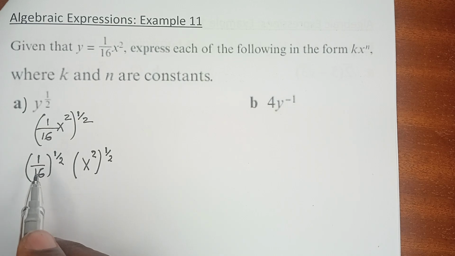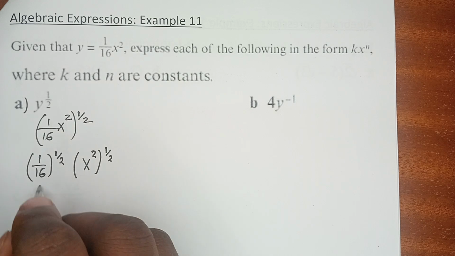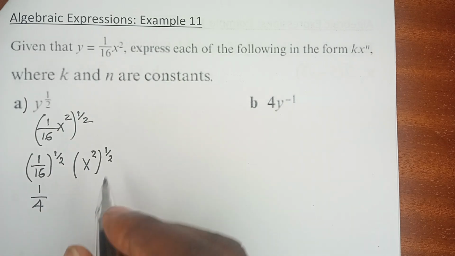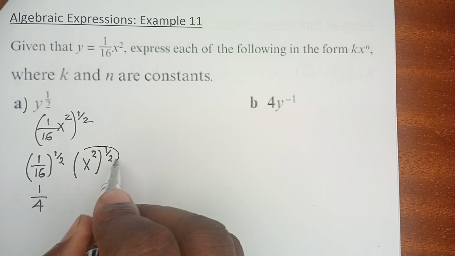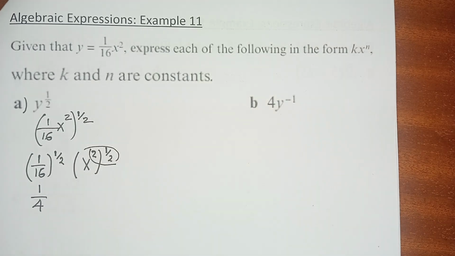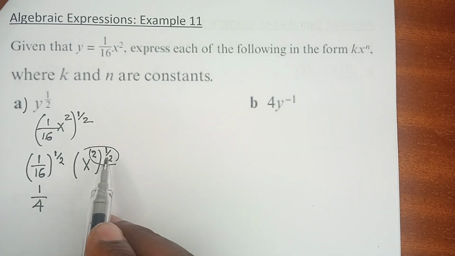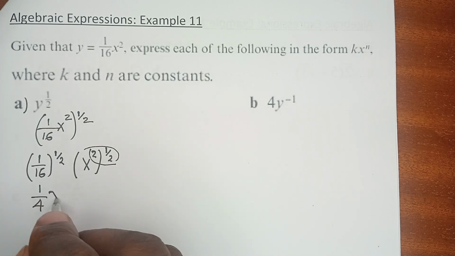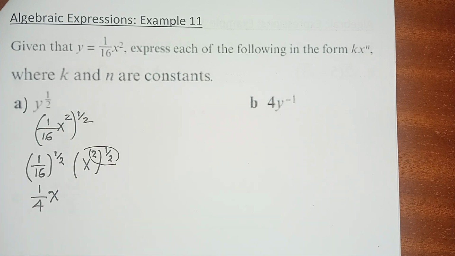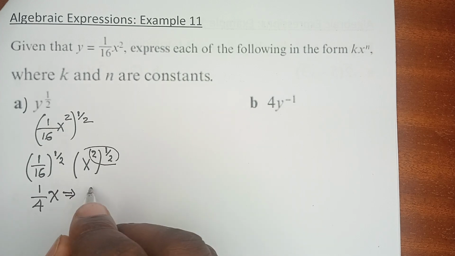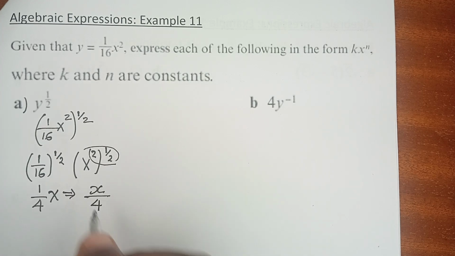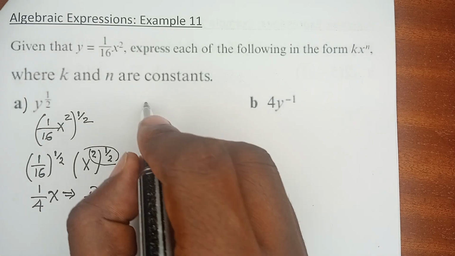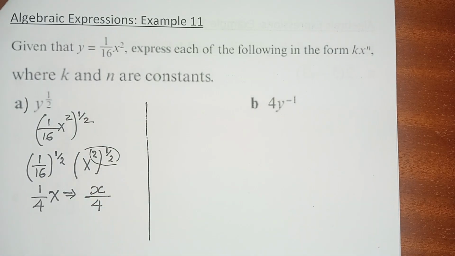So 1 over 16 raised to power half is simply the square root of 1 over 16, which is simply 1 over 4. And as you know, this needs to be multiplied together, whereby we have x squared raised to power half. It's actually 2 times a half, which is simply 1. So it's a quarter x. It can also be written as x over 4. And that is how we can solve that question.